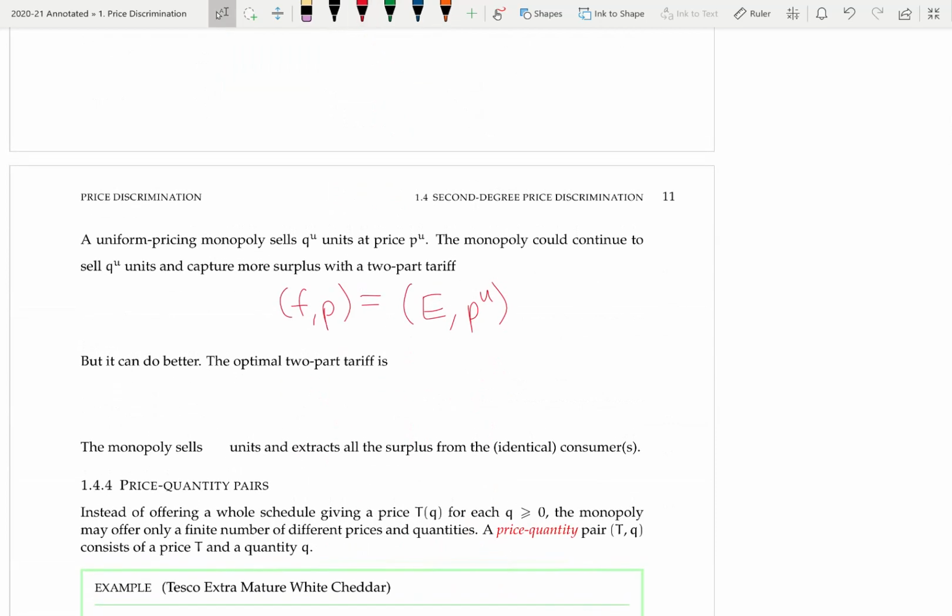So the optimal two-part tariff has an access fee equal to E plus F plus G, and the per unit price equal to marginal cost. The monopoly sells QC units and extracts all the surplus from the consumers.